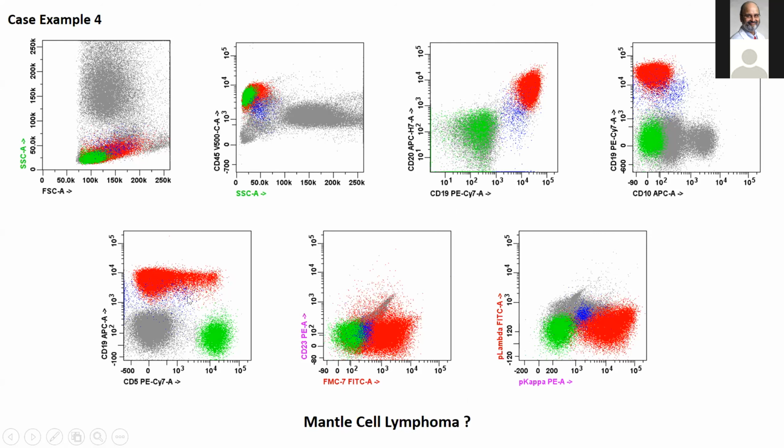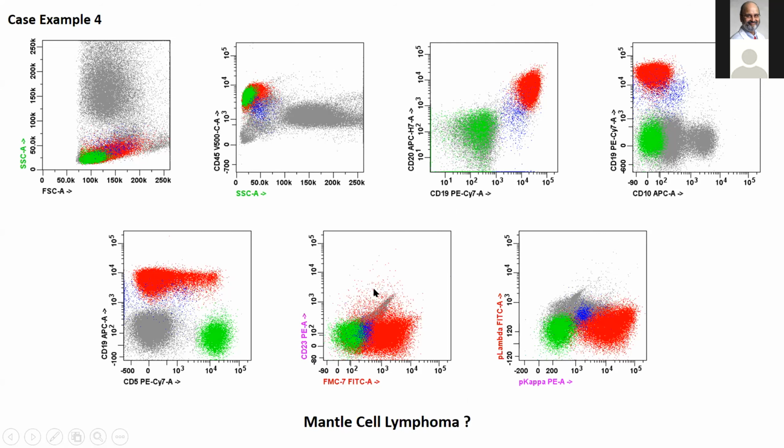All right, and then the blue population here shows a different immunophenotype in that it's either negative or dim positive for kappa. And it's negative for CD23. It looks like it's probably negative for FMC7, and I can tell you from the control that it is truly negative for FMC7.